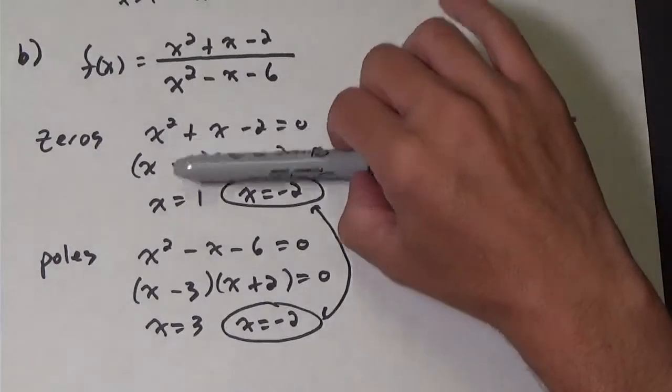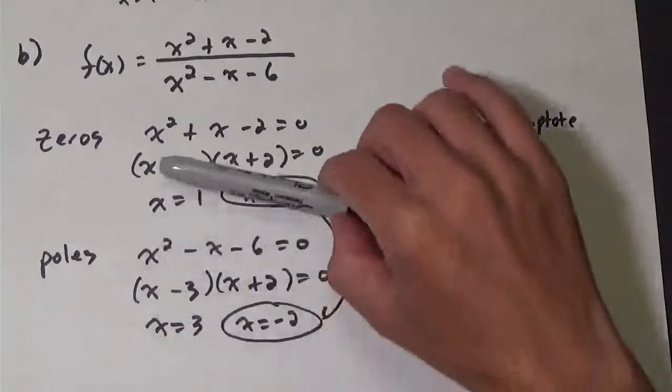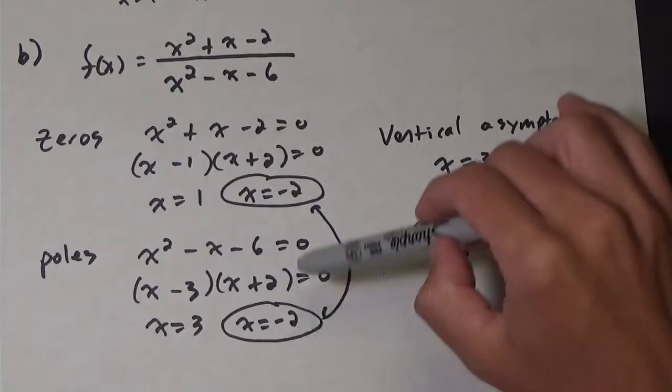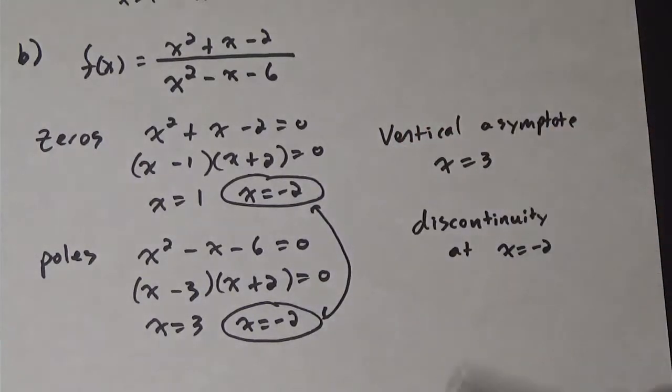The idea is still the same. We find the zeros, we find the poles, and we compare those. And then, of course, if you have a pole with no associated 0, it's a vertical asymptote. And if you have a pole with an associated 0, that is a removable discontinuity.